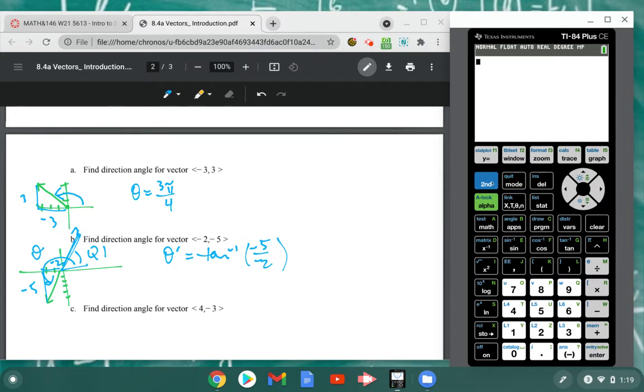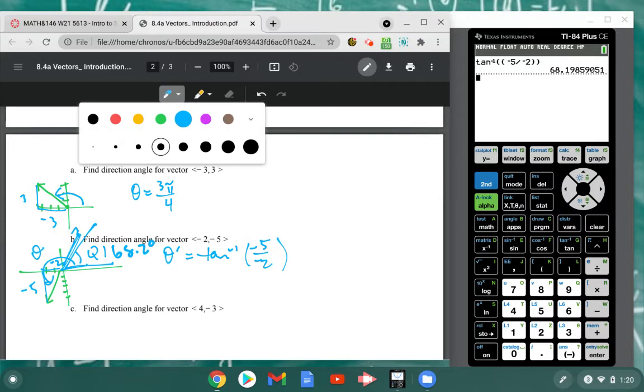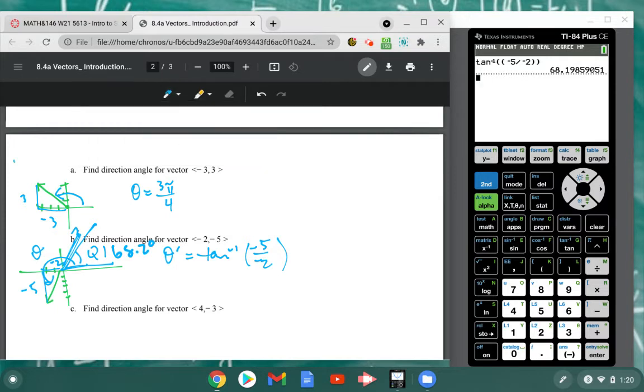So I want to apply my tan inverse. So tan inverse of, you can even drop the negative signs if you want, -5 over -2. I think I've got an extra parenthesis there, so I'm just going to add an extra one at the end. I don't think it's going to matter. Yeah, perfect. So I end up with 68.198. I'm going to call that 68.2 degrees. That is this angle right here. That's 68.2 degrees. Instead, I want the angle that's over here.